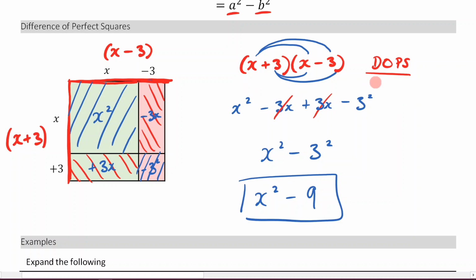Now here's the really handy thing and why we've gone through this. If we immediately recognize that what we have is a difference of perfect squares, we don't have to go through this long procedure of expanding it out and gathering like terms. We can just immediately say this is going to be that. So in other words, take x, square it to get x squared, then subtract from it the square of 3, which is 9, and we're done. That's the really important thing of recognizing difference of perfect squares.